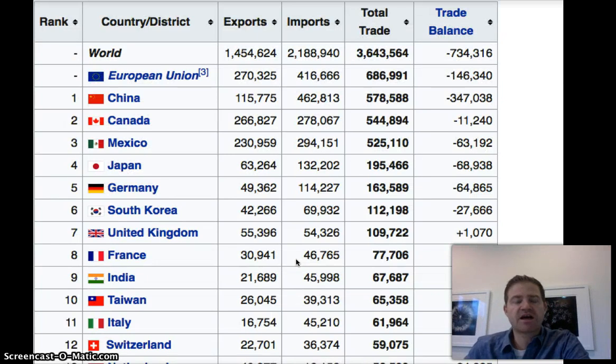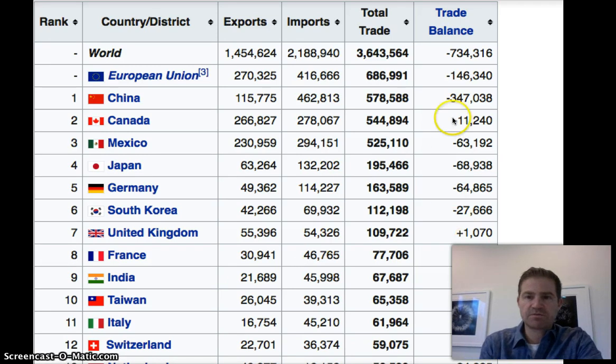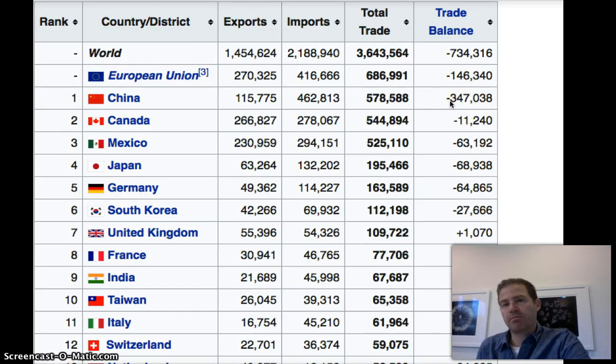Take a look at this for just a moment before we go to the final class. You can see that China is the #1 trading partner with us, and these numbers mean we import 347, I believe this is in billions, more, 347 billion more from China than we send to China.